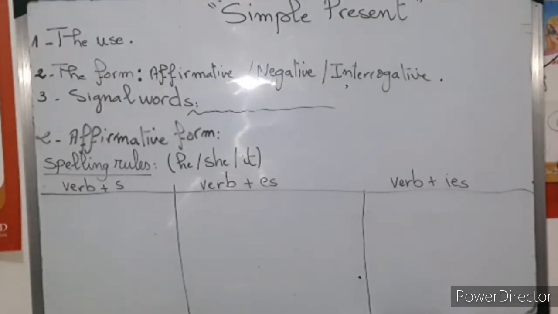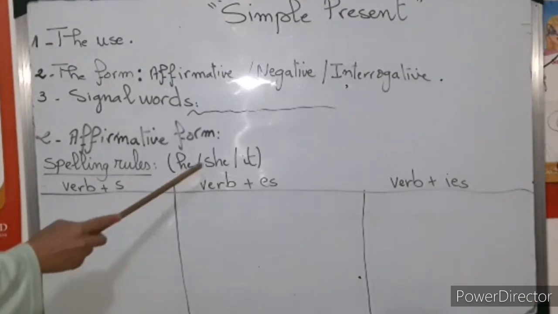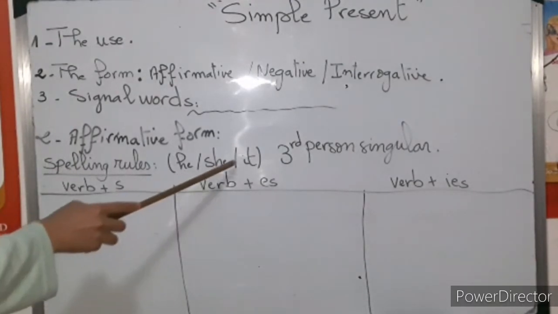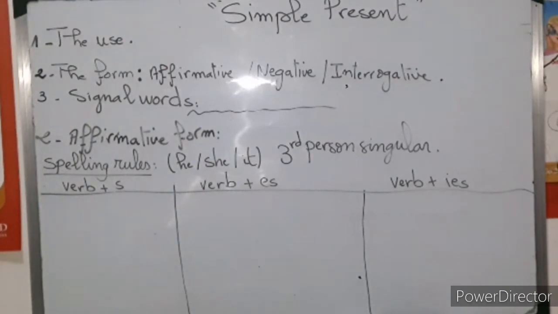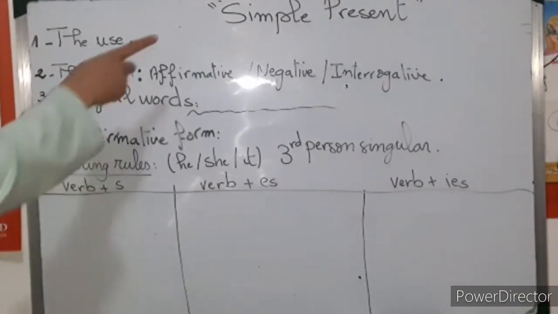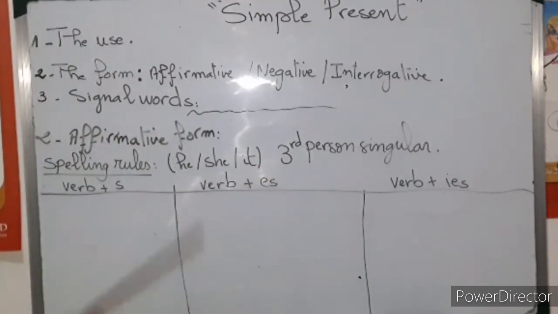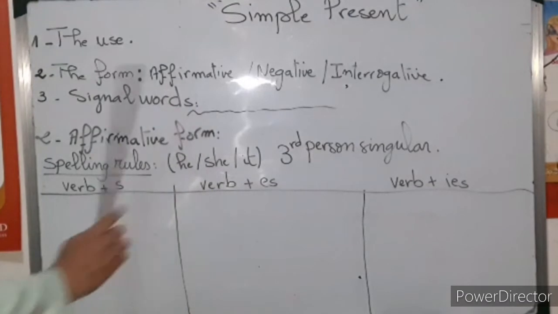We have some spelling rules that we have to abide by, that we have to respect. But sure, these spelling rules are just with he, she, and it. We call it the third person singular. So, troisième personne singulier. These spelling rules are with he, she, and it, which means the other personal pronouns have no changes. Okay? So forget about the other personal pronouns because there are no changes in simple present. So please concentrate on the third person singular, concentrate on he, she, and it.